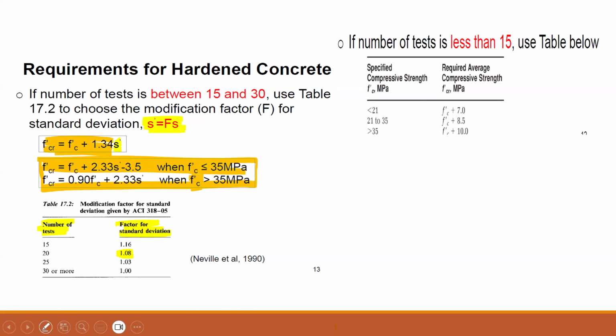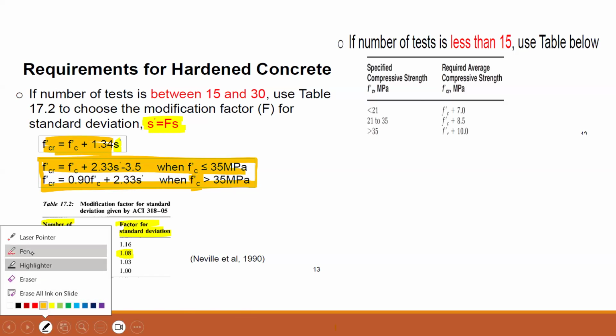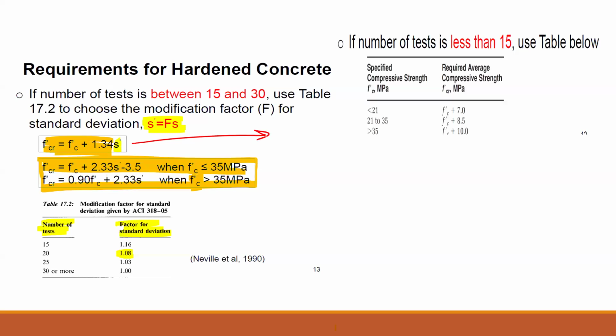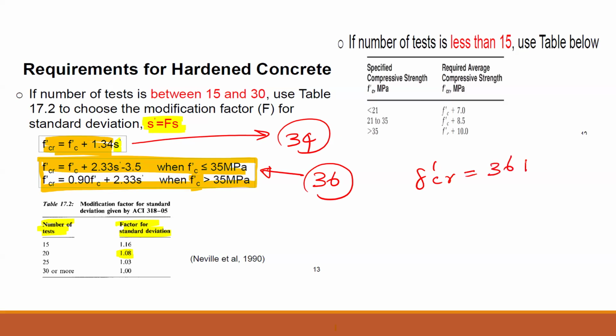For example, let's say if I use this one, I get 34. When I use this one, I get 36 megapascals. Which one do I need to consider? Higher value. So I say F'cr should be 36 megapascal. Why the higher value? For the safe side, we use the higher value. Does that make sense? Okay.